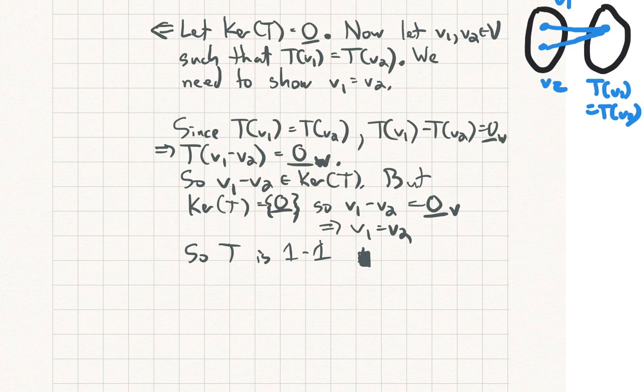Well, what's that tell us? That tells us that this vector, V1 minus V2, gets mapped to the zero vector. That's a definition of being in the kernel. So V1 minus V2 is in the kernel. But we're saying that the only vector in the kernel is the zero vector. So that means that V1 minus V2 must be the zero vector. And we can just add V2 to both sides to show that V1 must be V2. So we started with T of V1 equaling T of V2, and we showed that V1 must equal V2. So that's a definition of our function being one-to-one.